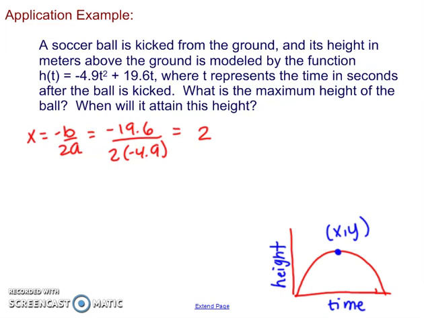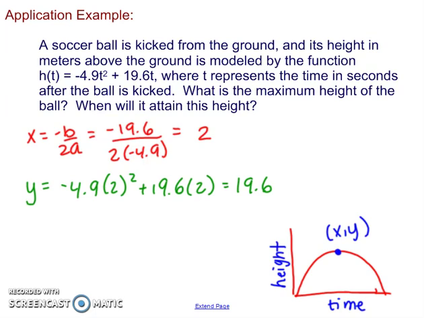Now we're going to plug that in. So we're going to do negative 4.9 times 2 squared plus 19.6 times 2. So when we solve this, we'll end up with 19.6. So we end up with a vertex point of 2, 19.6. Okay, so in the terms of this problem, this is our time, this is our height.